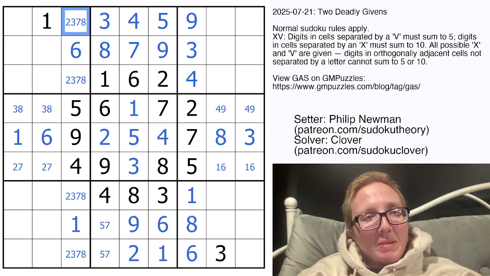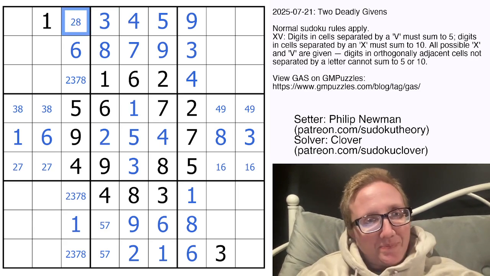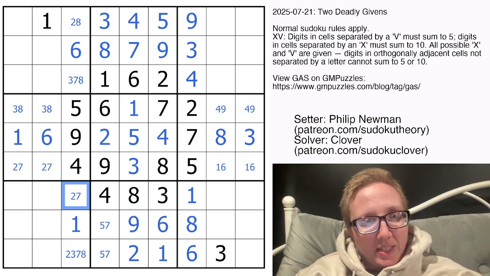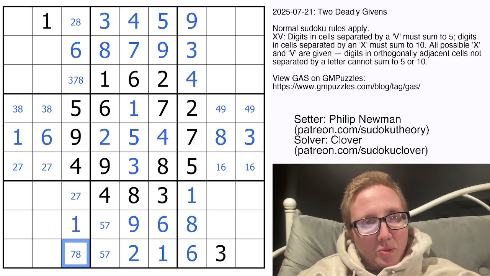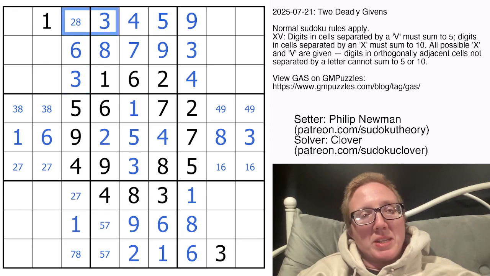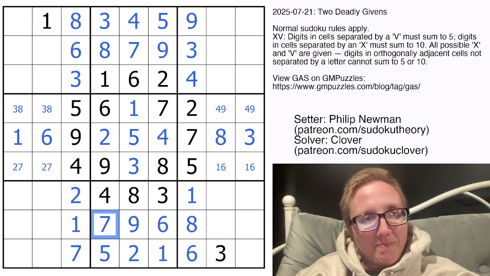This can't be a 3 because it sees a 3, or a 7 because it touches a 3. That can't be a 2 because it sees a 2 in its row. This can't be a 3 or an 8. And this can't be a 2 or a 3. So this is now the only position for 3 here. And 3 also can't touch 2. So that has to be an 8, 7, 2, 5, and 7 right there.